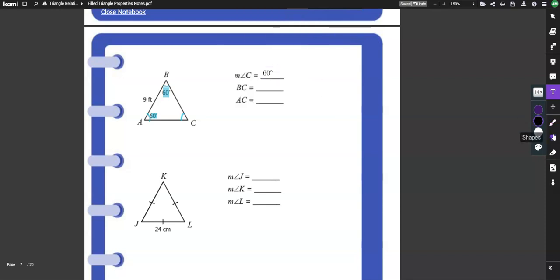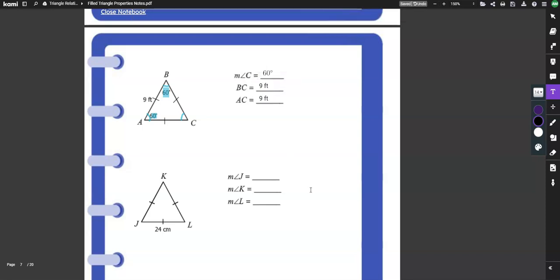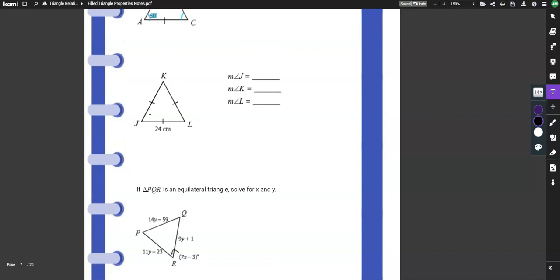And again, because this is an equiangular triangle, that means it is also equilateral. So that means AB and BC and AC are also congruent. So if AB is 9 feet, then BC is 9 feet, and AC is 9 feet. Easy enough. All right. Triangle JKL, we can see that it has tick marks indicating this is an equilateral triangle.